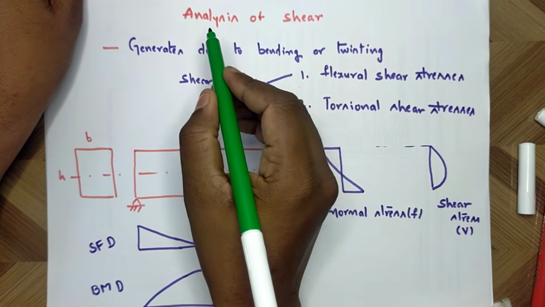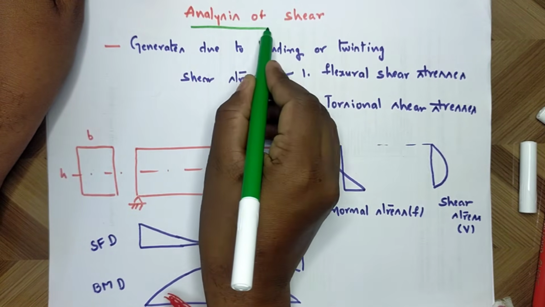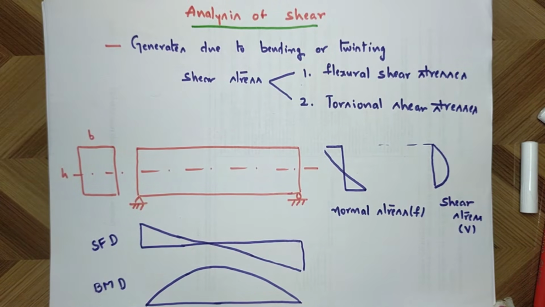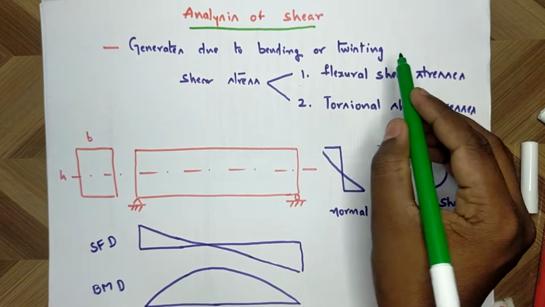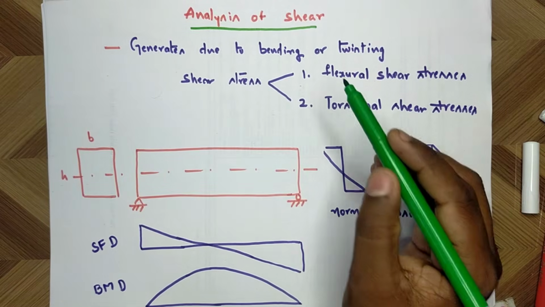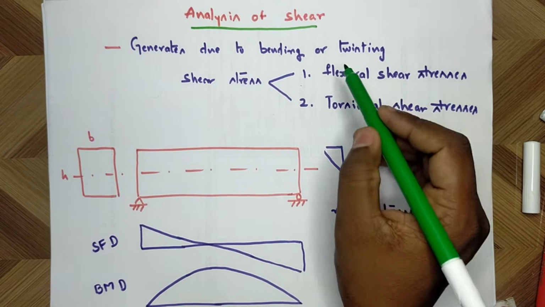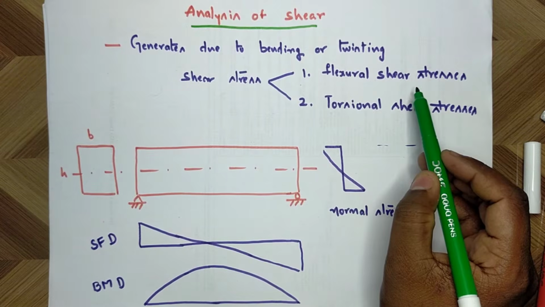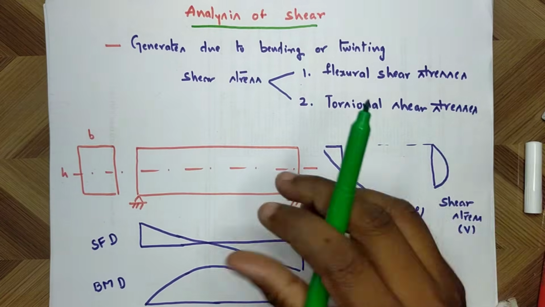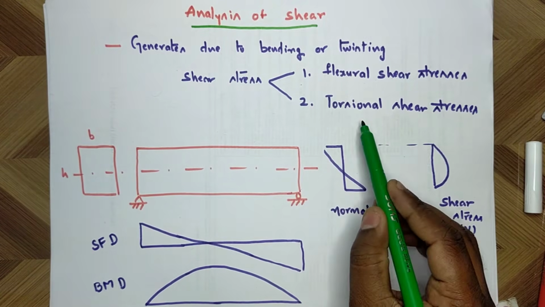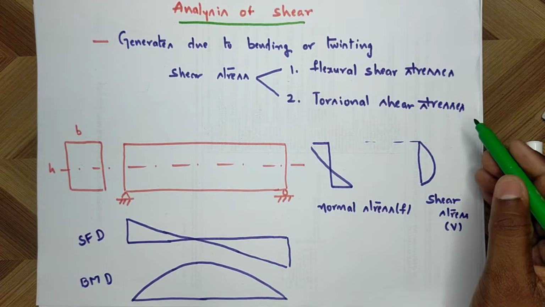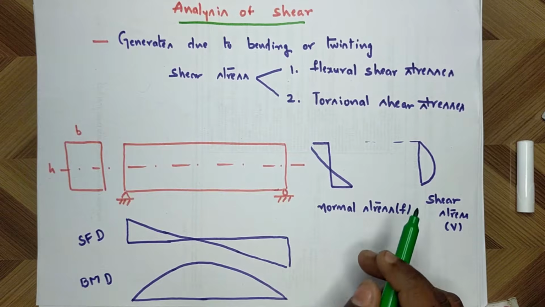Hi everyone, in this video we will discuss the analysis of shear. Generally, shear develops due to either bending or twisting. Shear stresses are classified into two types. First one, flexural shear stresses. These flexural shear stresses will be developed due to the bending. And the second one is torsional shear stresses. These torsional shear stresses will develop due to the twisting, or torsion.